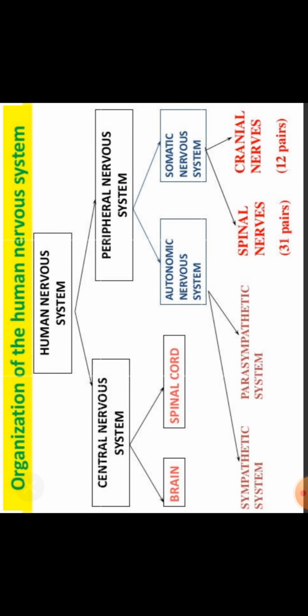Now the central nervous system is divided into brain and spinal cord, as I have already told you. The brain is further divided into three parts: forebrain, midbrain and hindbrain. The forebrain is the largest part of the brain, and it includes the cerebrum, which is the main thinking part of the brain. Memory and reasoning are all here.